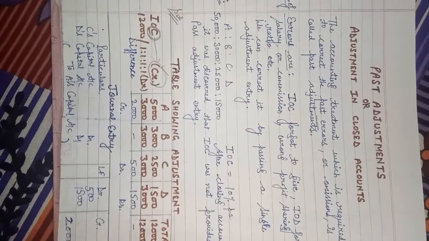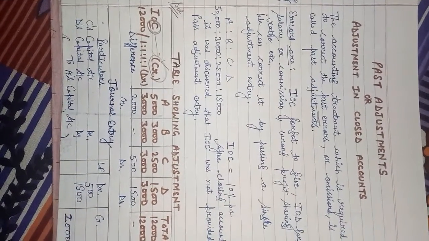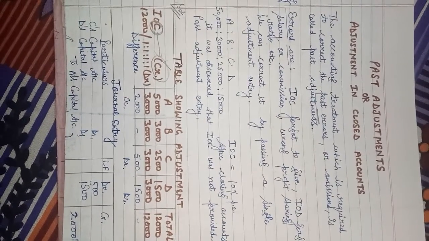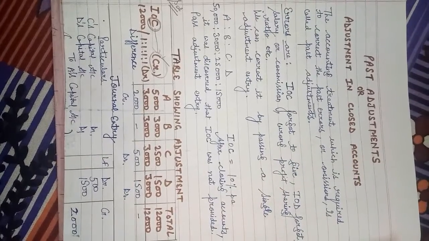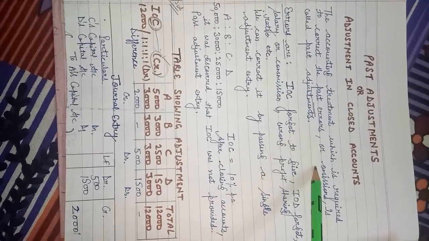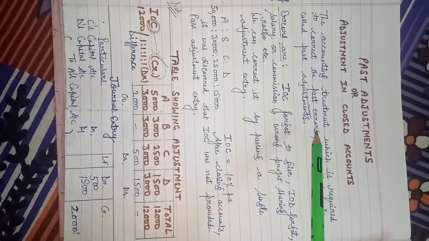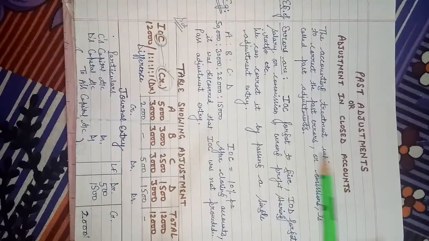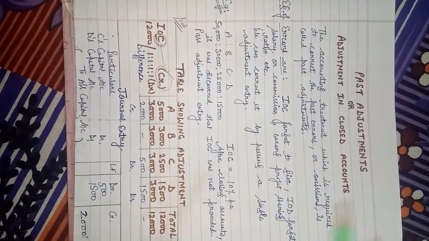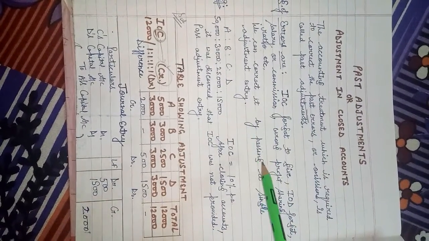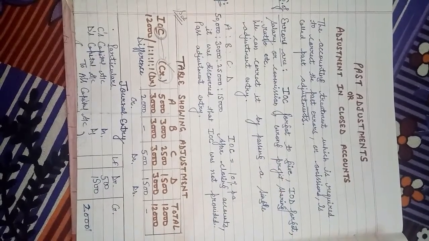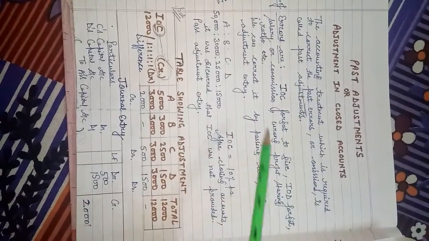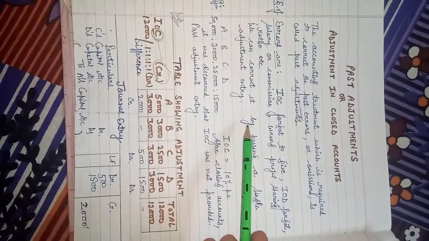Hello students, today we will start with a new topic: past adjustments, or adjustment in closed account. The accounting treatment required to correct past errors or omissions is called past adjustment. Means if we forgot to give interest on capital, charged interest on drawings, salary, commission, or calculated the wrong profit sharing ratio, then we can correct all these errors by passing a single adjustment entry.